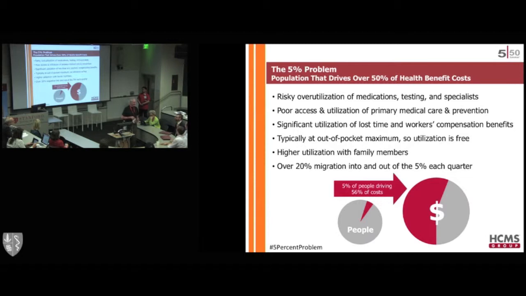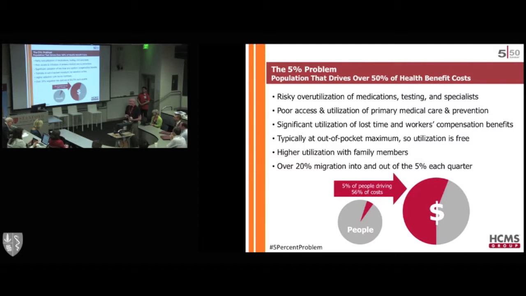85 to 90%. And half of them have had a psychotropic medication prescribed at the same time. So we have this tremendous overutilization, polypharmacy, that is accompanied by having poor access to and utilization of primary care and prevention. There's a significant utilization of lost time and workers' comp with this group. So the insurance carriers that are only telling you about the health plan are missing a significant piece of the puzzle.